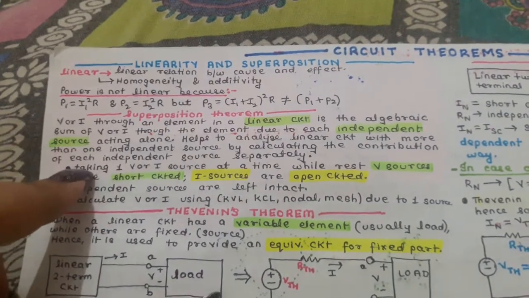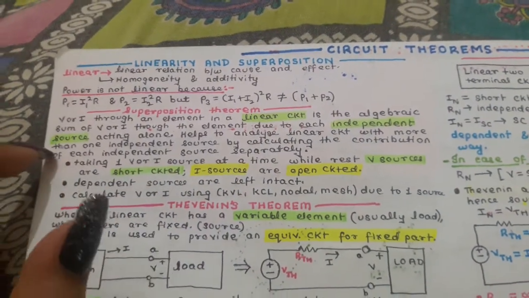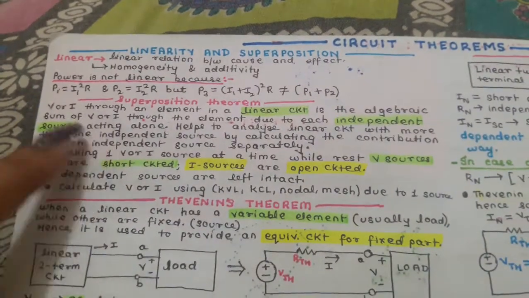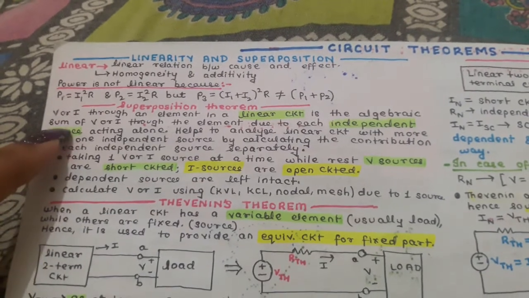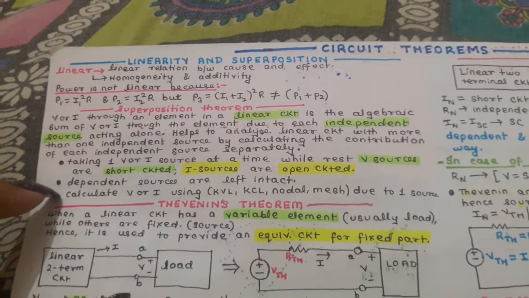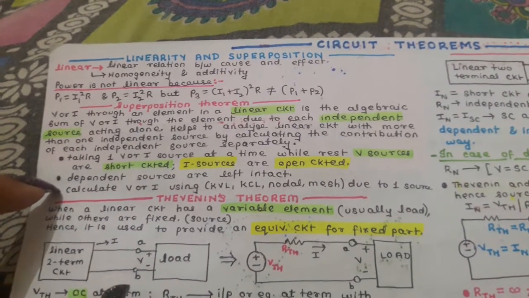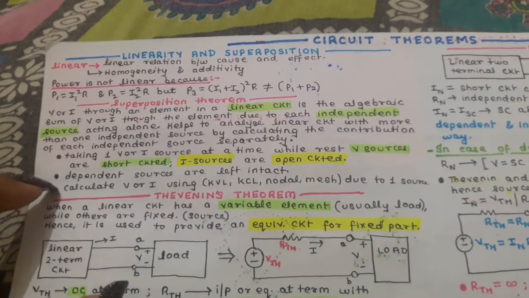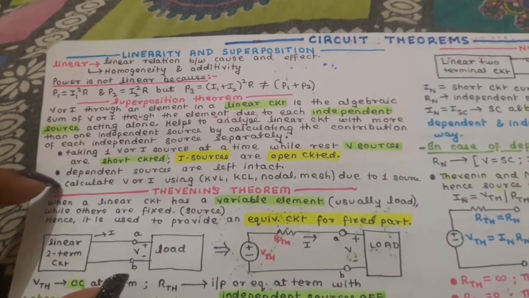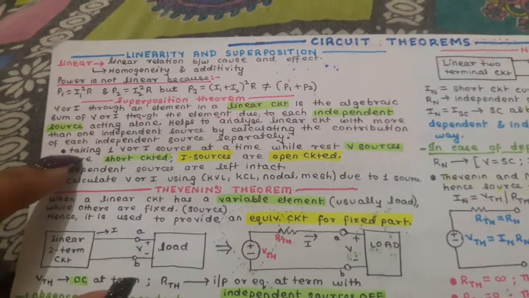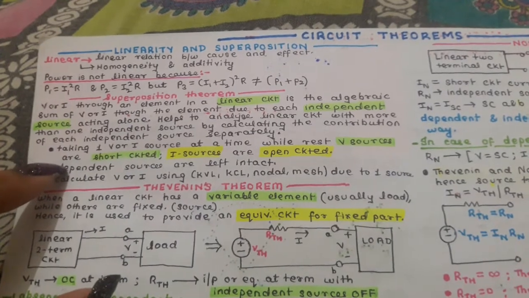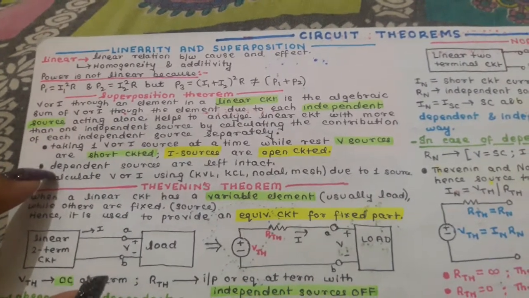The definition here has been asked many a time in the UPSC Engineering Services prelims exam, so this is something you need to go through. Voltage or current through an element in a linear circuit is the algebraic sum of voltage or current through the element due to each independent source acting alone. It helps to analyze a linear circuit with more than one independent source by calculating the contribution of each independent source separately, taking one voltage or current source at a time, while the rest of the voltage sources are short circuited and current sources are open circuited.